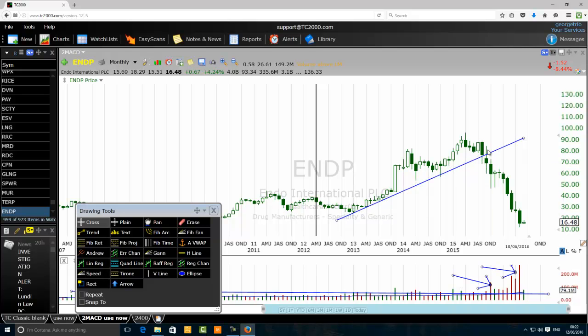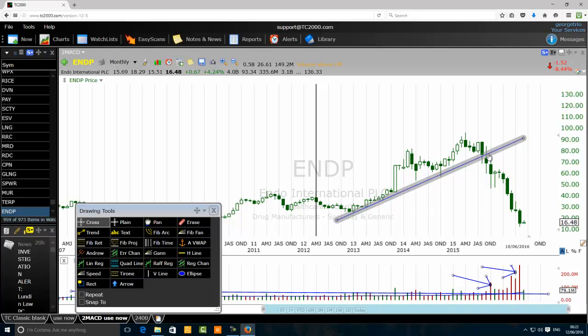Did the volume spike take place at a resistance level? Did the volume spike take place at a support level? Did the volume spike take place during a consolidation? Those are the things you need to pay attention to in order to avoid a trading mistake.